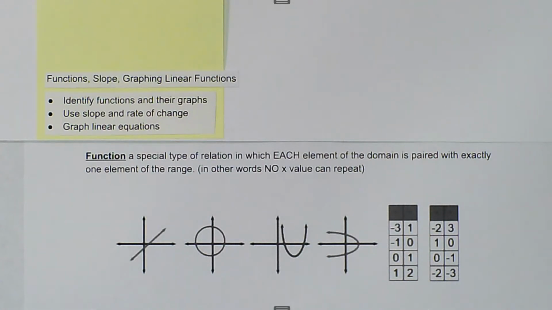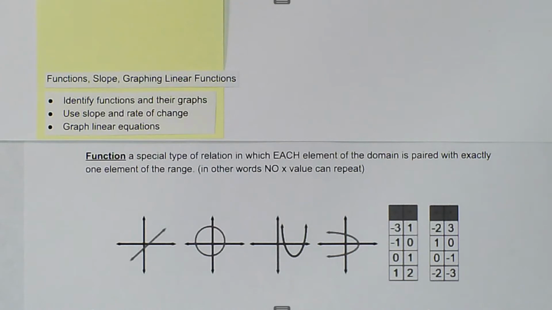We're talking about functions, and we want to be able to identify functions and their graphs. A function is a special type of relation in which each element of the domain is paired with exactly one element of the range. In other words, no x value can repeat.